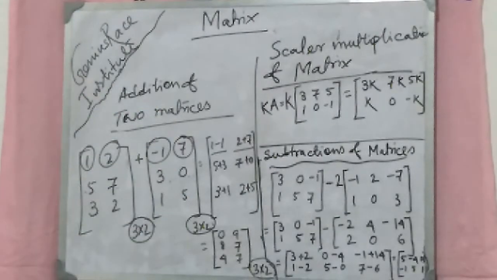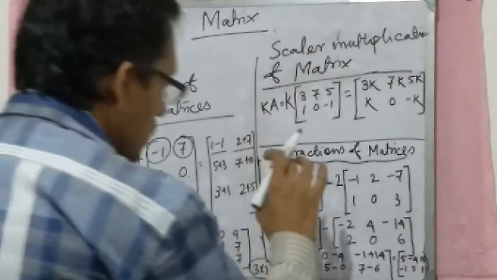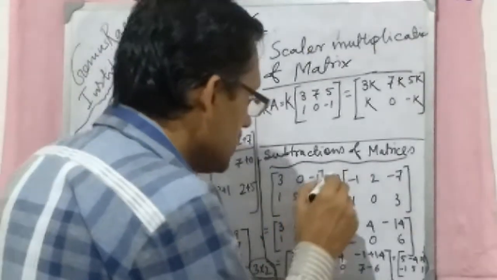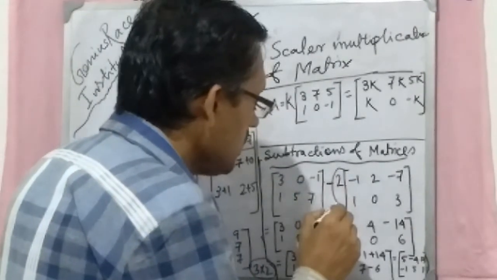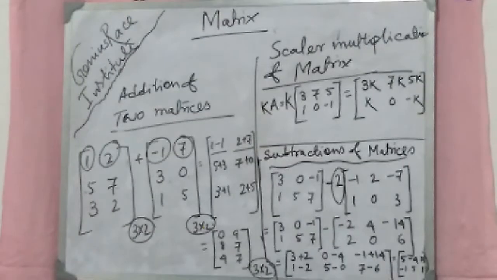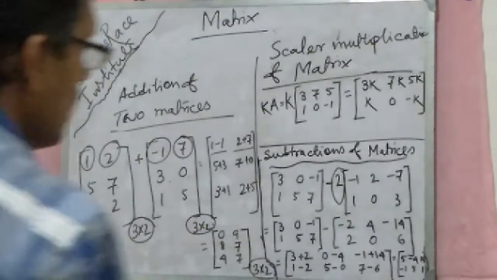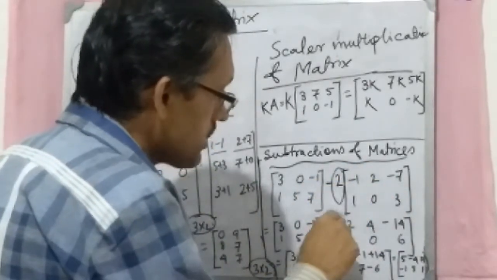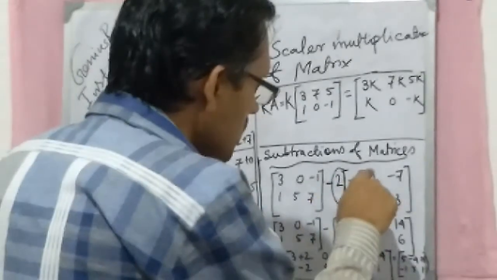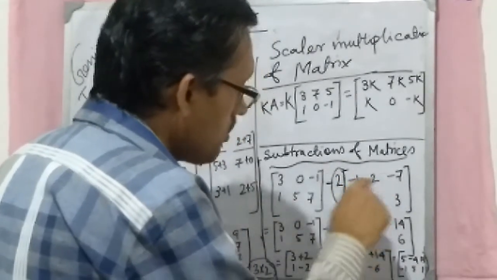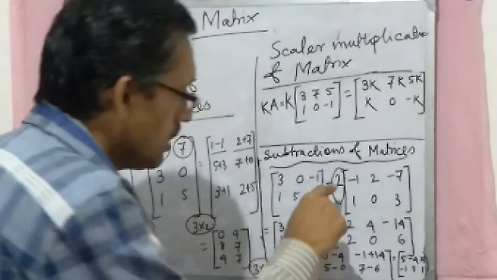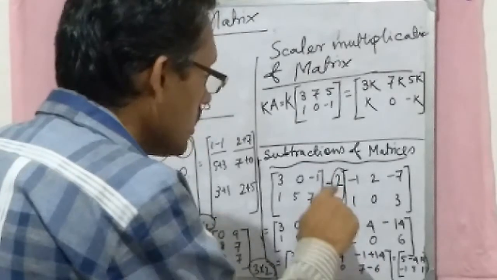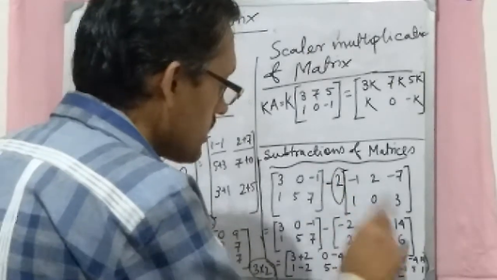Now, subtraction of matrices. Here we have considered two matrices, but along with this we have applied the concept of scalar matrix multiplication also. So now we are doing this 2, we are multiplying with all the elements. So minus 2 became minus 2, minus 1 became minus 2, 2 into 2 it becomes 4, 2 into minus 7 becomes minus 14. Now 2 into 1, 2, 2 into 0 and 2 into 3, that's the 6.